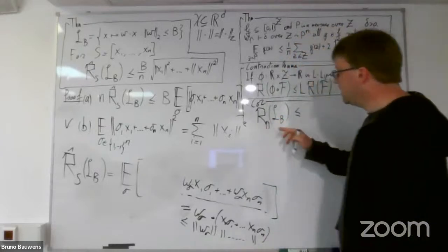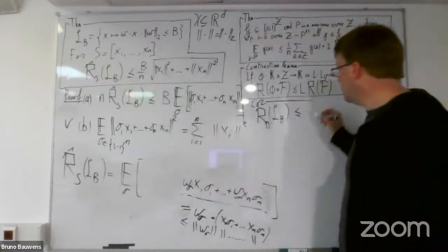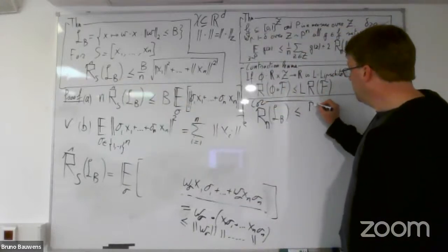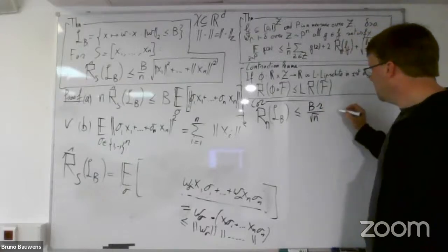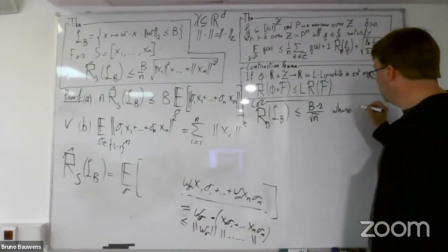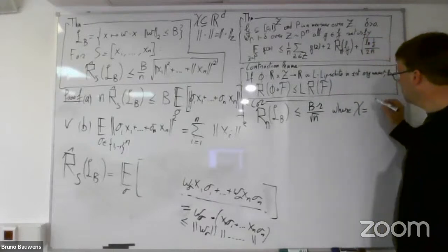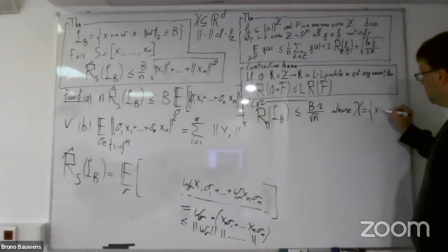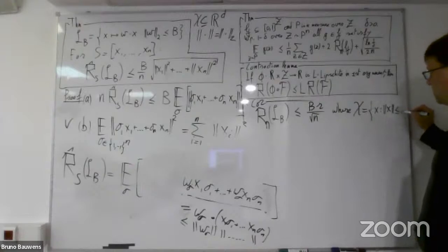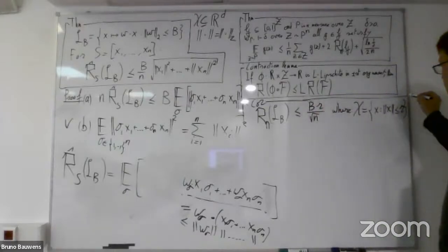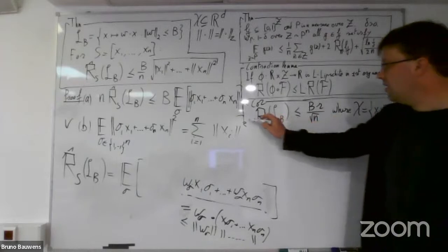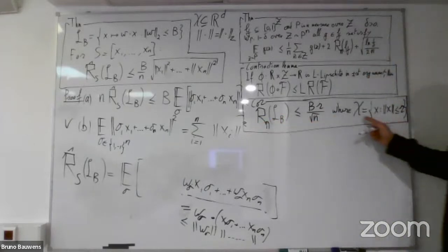Here, the true Rademacher complexity, when we average over this, is bounded by B times R over square root n, where x is equal to all inputs with norm at most r. Just a ball of radius r in the center. So that's our corollary. Note that here we have square root of n now.